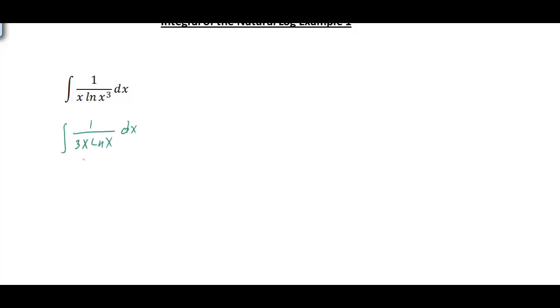All right, and then notice we just have 1 over 3. This is a constant, so we can actually pull that all the way out front. Okay, and you certainly could do that in one step. I'm just trying to break this down for you. So pull out the 1/3 as a constant multiplier. And to help you see this a little bit better, I'm going to write this as 1 over the natural log of x multiplied by 1 over x.